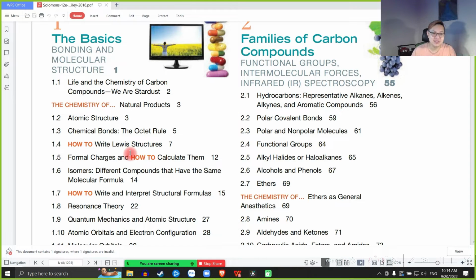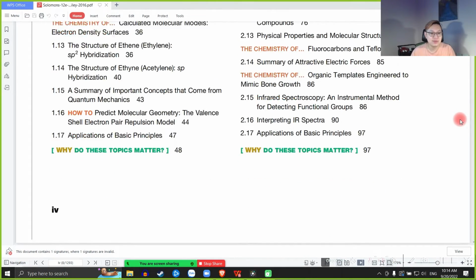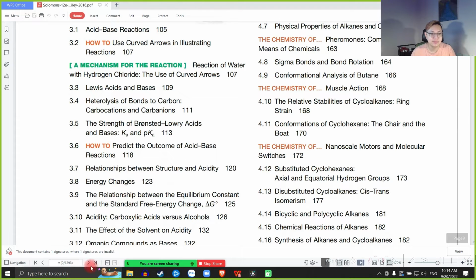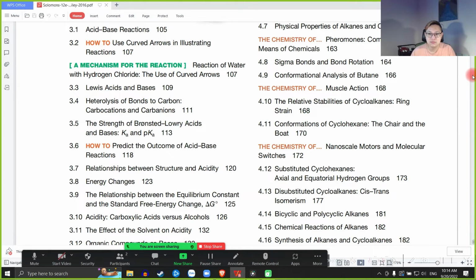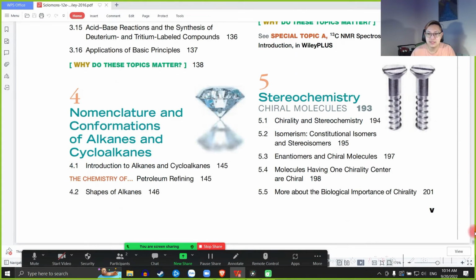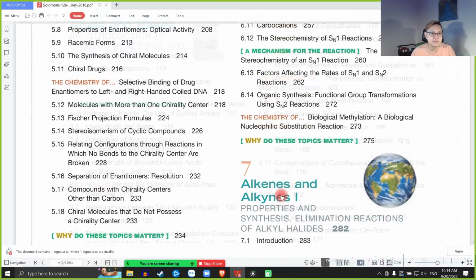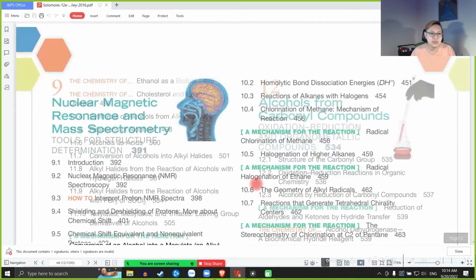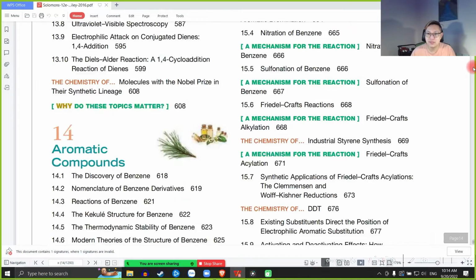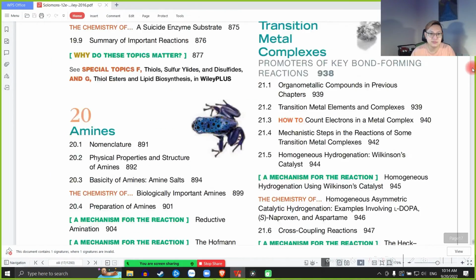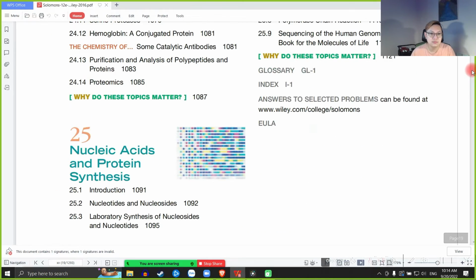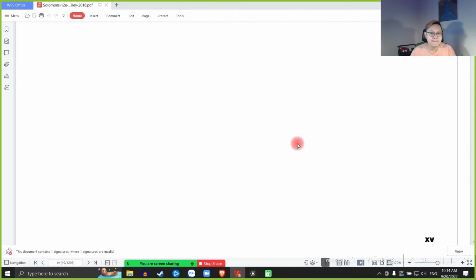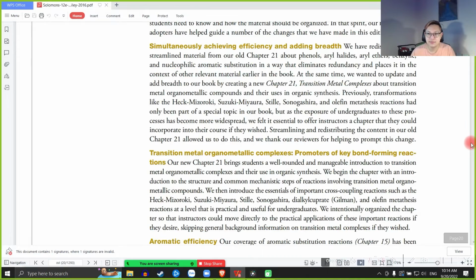All right, let's just try 1.3 and go from there, shall we? Okay, 1.3. You mean the chemical bonds? Yes. Why can't I just scroll? I don't know why I can't really scroll now. Strange.